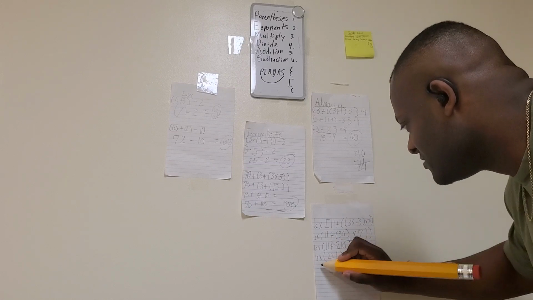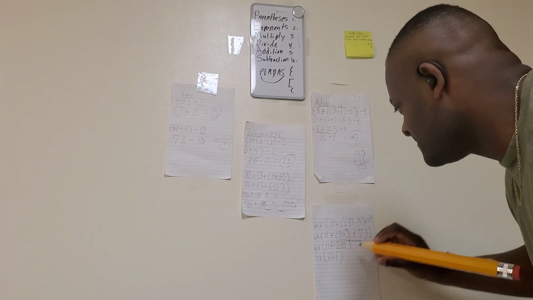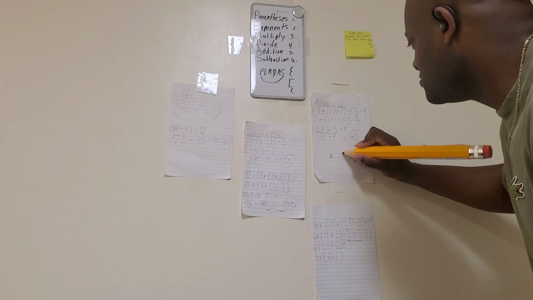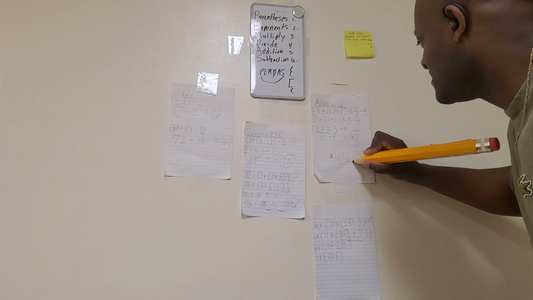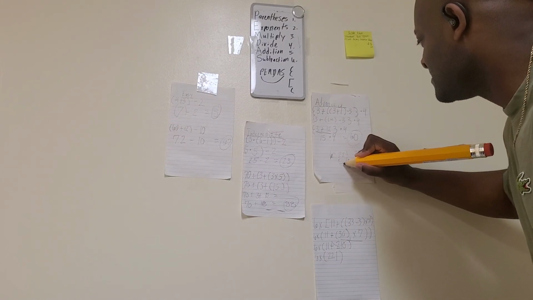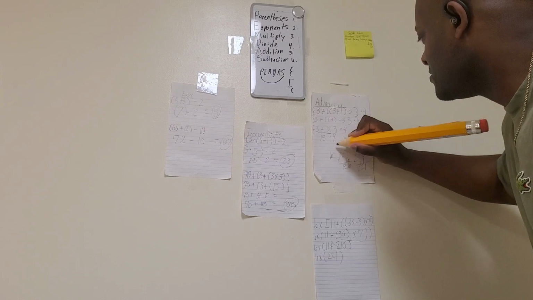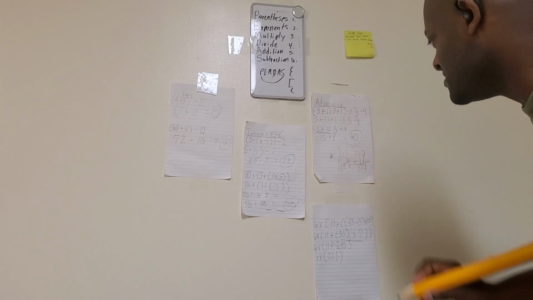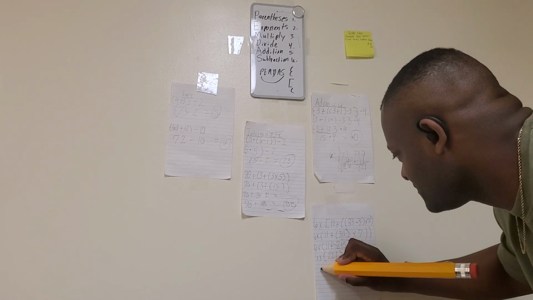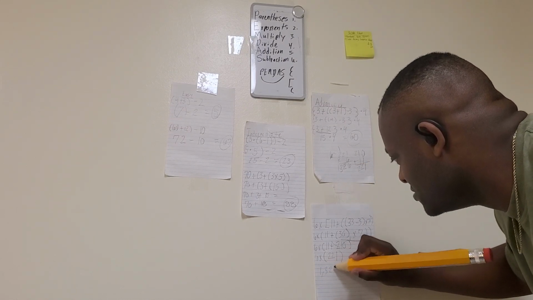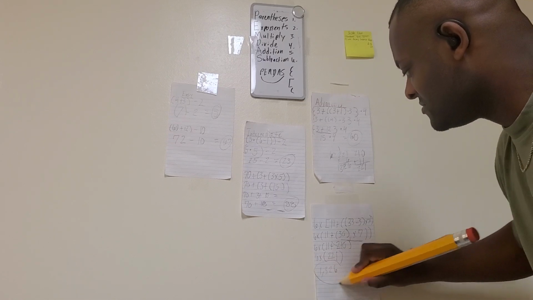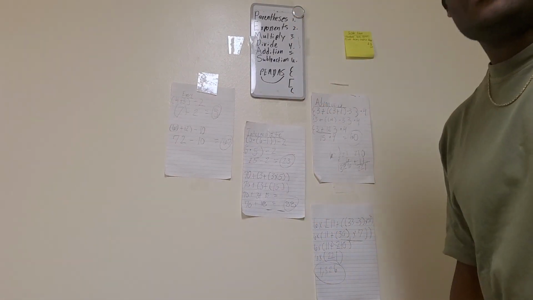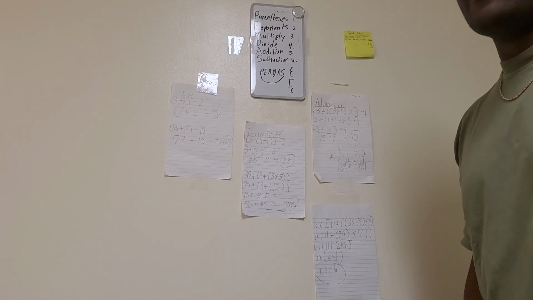So 6 times 221. Let me see. Oh, shoot. 221 times 6. You got 6. 1,326. And that's your answer. And this is how you work PEMDAS or any algebraic equation with brackets.